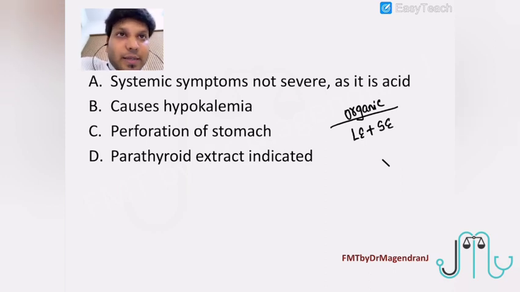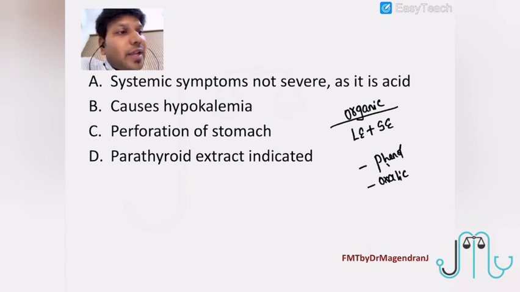If they ask you for examples of organic acids, we can think of phenol, oxalic acid, formic acid, boric acid, hydrofluoric acid. We have many examples. Okay, carbolic acid, oxalic acid, formic acid. It causes hypokalemia. Hypocalcemia is commonly noted. Perforation of the stomach is not that commonly noted.